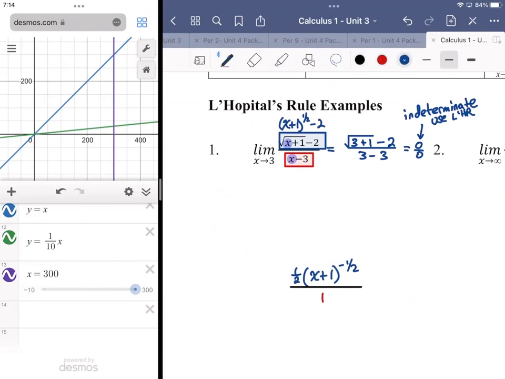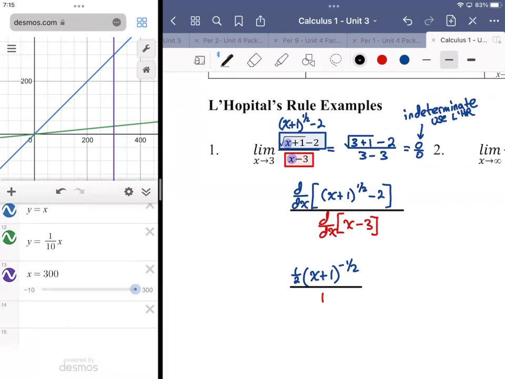We're taking the derivative with respect to x of x plus 1 to the 1/2 minus 2, and then we're taking the derivative with respect to x of x minus 3. All right. That gives us this simplified expression, which we could actually go a little further with, but we don't want to go crazy with the algebra until we find out it's necessary to go crazy with the algebra.